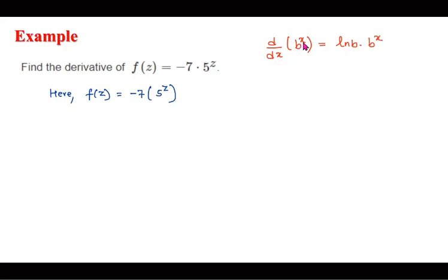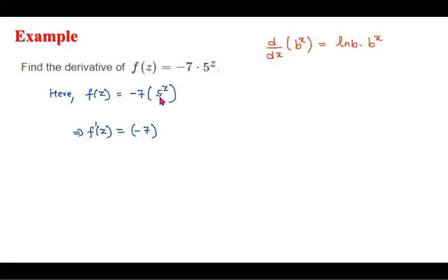If you want to find the derivative of b to the x, it is equal to natural log b times b to the x. So that is exactly what we'll be using here. So if we do that, you can see that the derivative is equal to, we write f prime z, the derivative. -7 is a constant. We keep it as it is. Okay, -7 is a constant. We keep it like that.